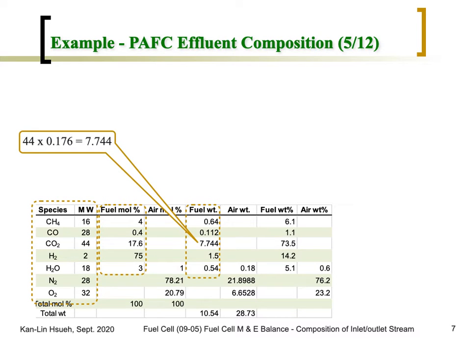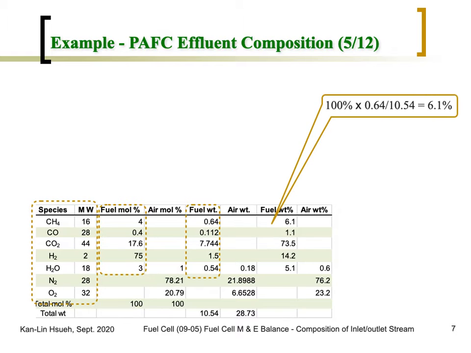And for the carbon dioxide, it is 7.744, and this is also the same: 17.6 molar percent, and the carbon dioxide molecular weight is 44 grams. So you multiply these two numbers, you end at 7.744, this number. So you can calculate the rest of the mass in the fuel, and the total you can add all this up. It will give you the total weight, 10.54. That's the average molecular weight of the fuel.